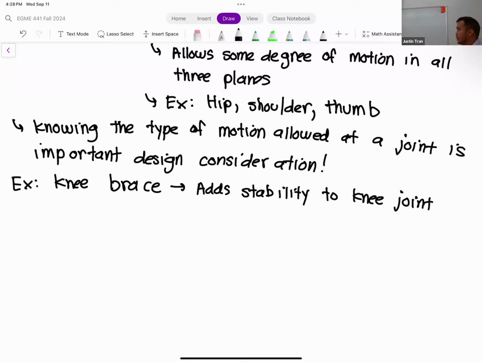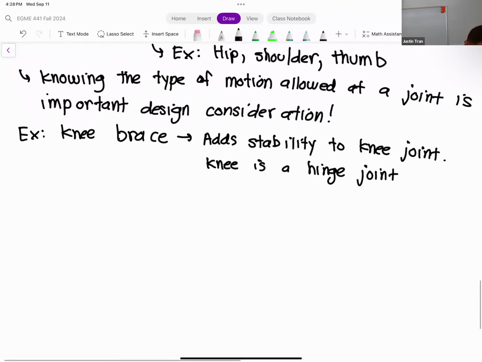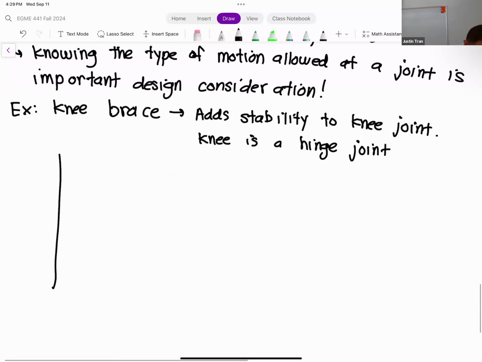Because what we know is that a knee joint is designed to be a hinge joint, and so it's only supposed to rotate in one direction. And so the purpose of a knee brace is to help prevent motion of the knee in any other directions that would likely cause injury. All right. So if we're looking at a person's knee from the front, right? So this is a person's knee from the front.